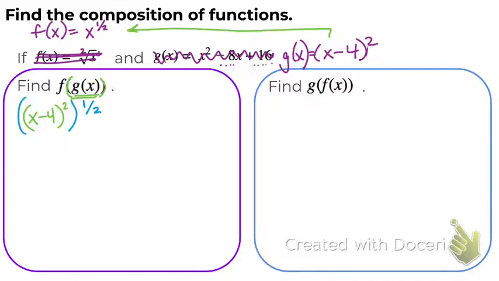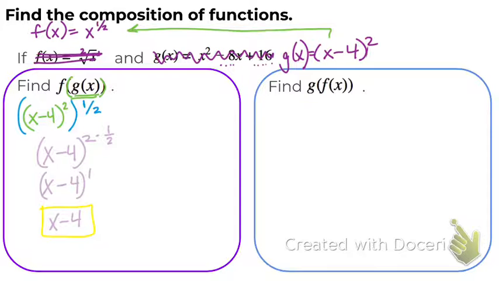So I'm going to simplify this now, remembering that if I have something with an exponent like x minus 4 to the second power, and that is raised to a power, then I multiply those exponents. And 2 times 1/2 is 1. And if you have 1 as the exponent, you actually don't need to have that. So my answer would just be x minus 4.